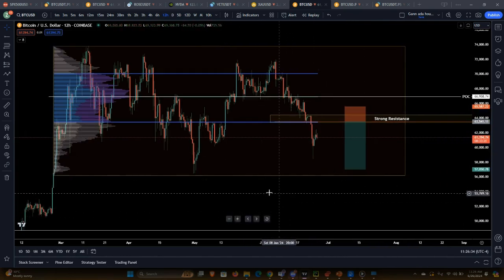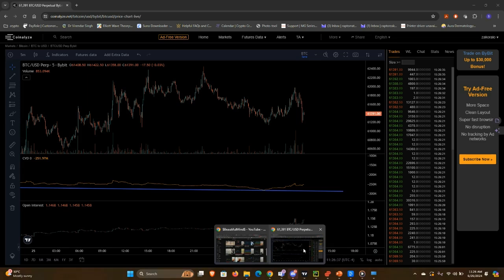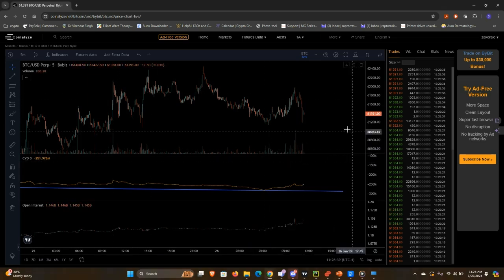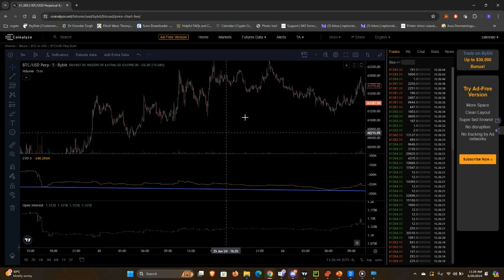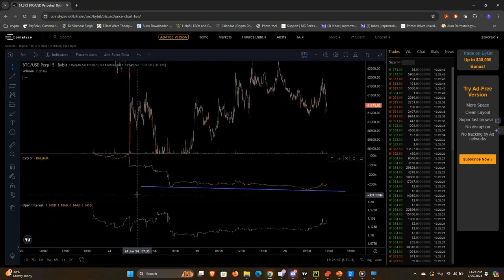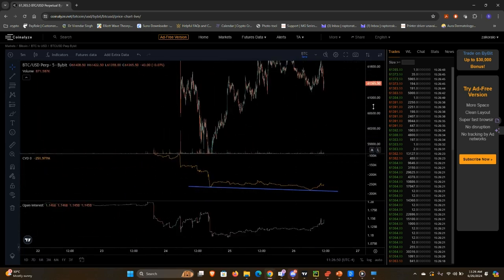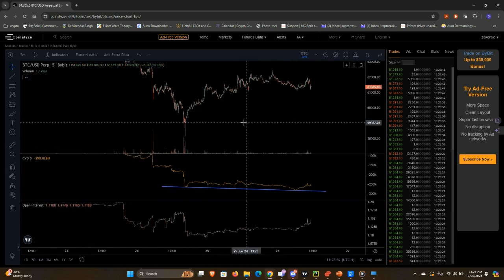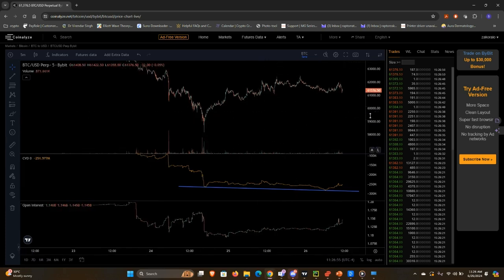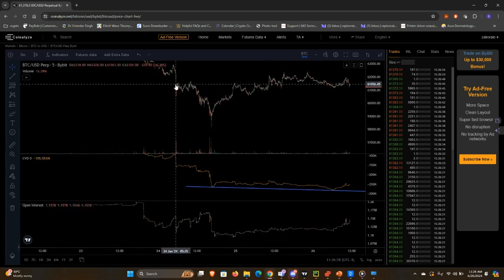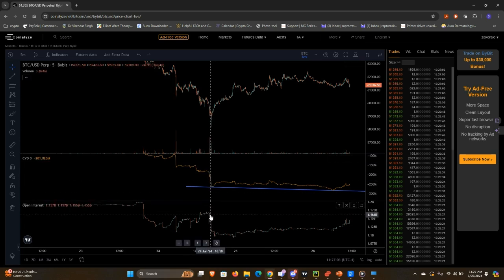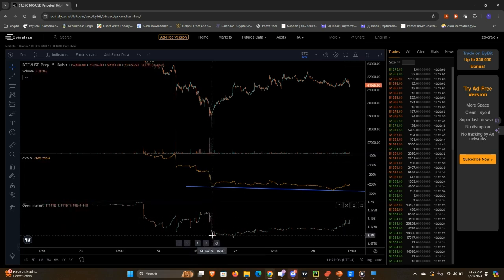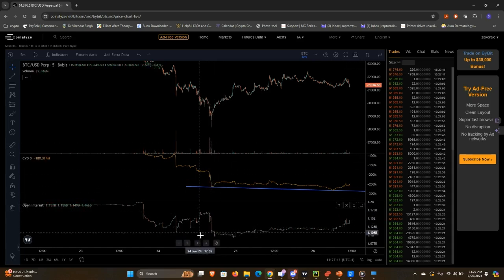Let's look at it from another perspective. Let me bring up the CVD and volume profile. So this is what happened when we dropped. Okay, so you see when we dropped and came around 58k, there was a huge drop in open interest over here. This drop in open interest means there were a lot of liquidations.